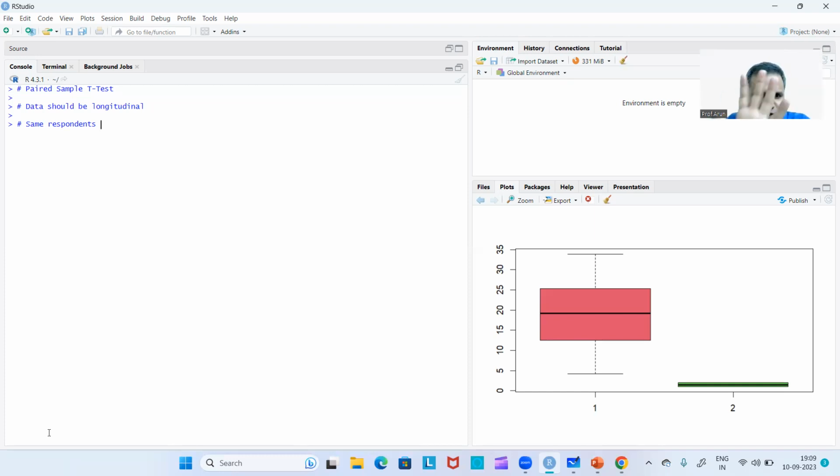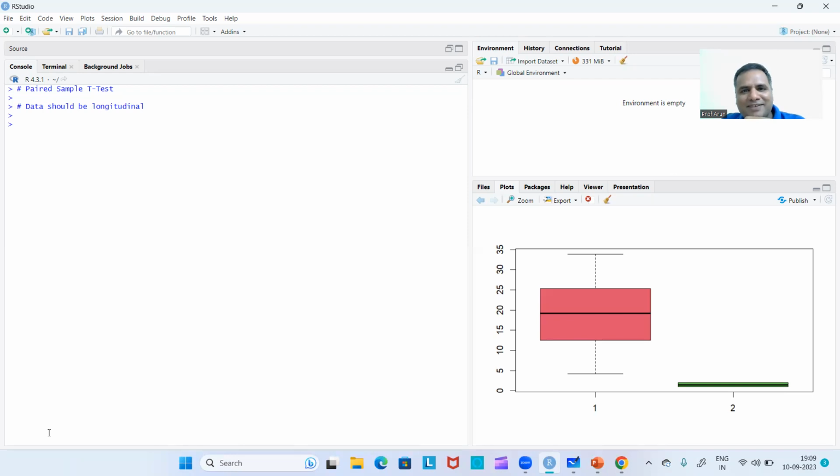No. See, when do we use the paired t-test? When we want to know whether certain interventions had worked or not. For example, before getting the vaccine, your vulnerability towards corona, and after getting the vaccine, your vulnerability towards corona. Okay, let's leave that. Let's say the impact of coaching classes on students' performance.